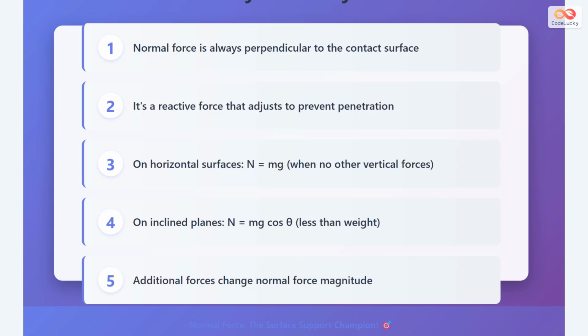Let's recap the key takeaways. First, normal force is always perpendicular to the contact surface. Second, it's a reactive force that automatically adjusts to prevent objects from penetrating through surfaces. Third, on horizontal surfaces, normal force equals mg when there are no other vertical forces. Fourth, on inclined planes, normal force equals mg cosine theta, which is less than the object's weight. And finally, additional forces like pushing or pulling can change the magnitude of normal force. Normal force truly is the surface support champion, always working to keep objects properly supported.